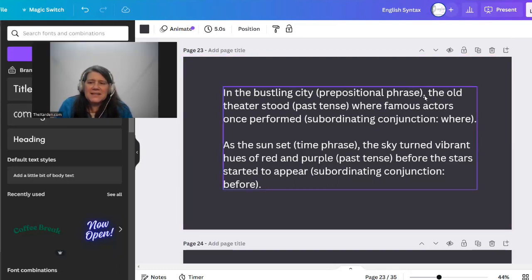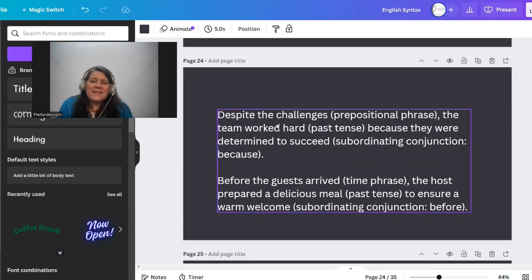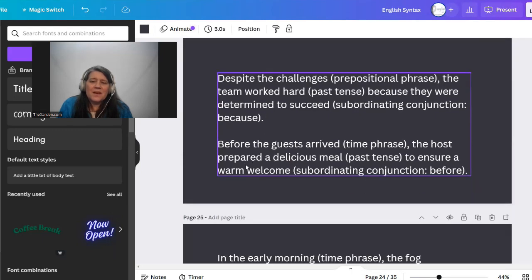So in the bustling city, the old theater stood where famous actors once performed. As the sun set, the sky turned vibrant hues of red and purple before the stars started to appear. Despite the challenges, the team worked hard because they were determined to succeed. Before the guests arrived, the host prepared a delicious meal to ensure a warm welcome.